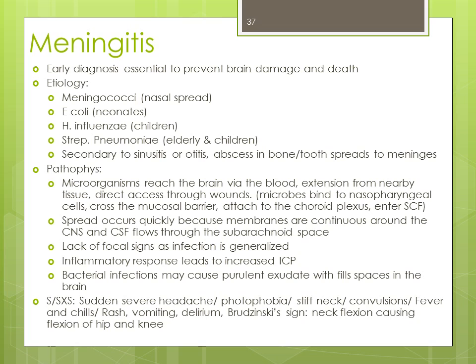Then E. coli is a common causative agent in neonates. Haemophilus influenzae is a common cause in children, and then Streptococcus pneumoniae will usually get more elderly people as well as children, and it can be secondary to sinusitis or otitis, ear infections, or an abscess in the bone or the teeth can spread to the meninges. Pathophysiologically, basically the microorganisms are going to reach the brain via the blood and cause direct damage.